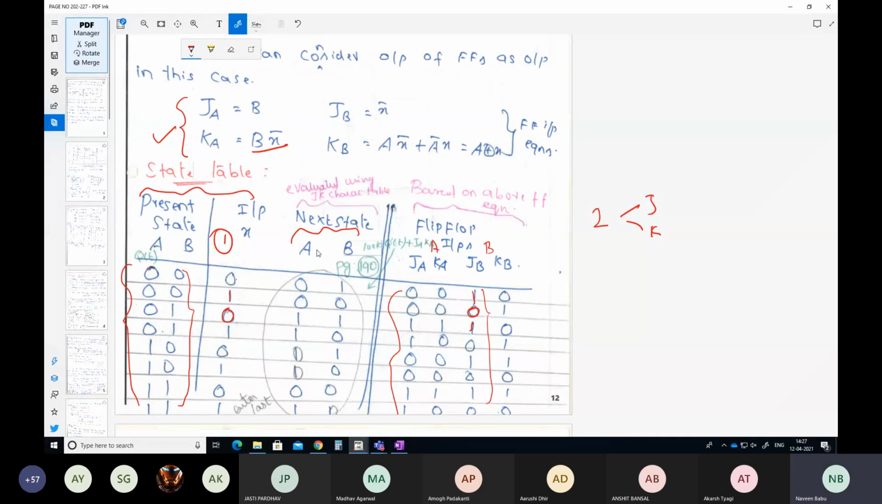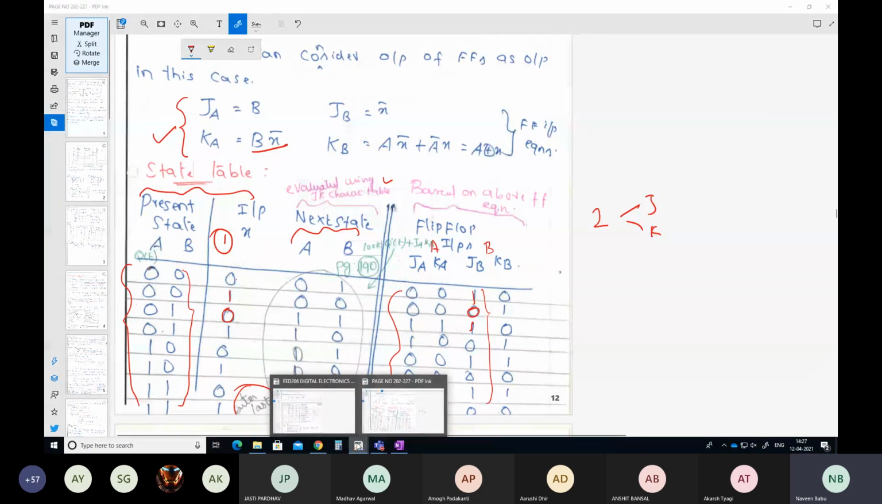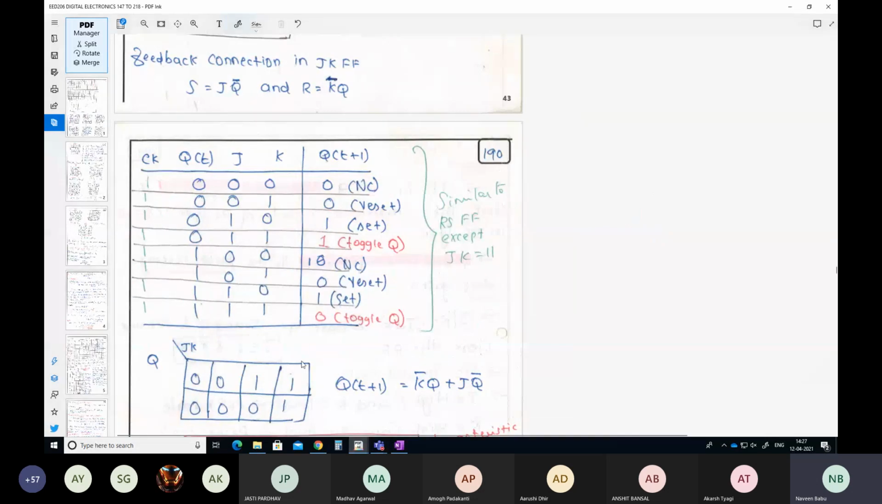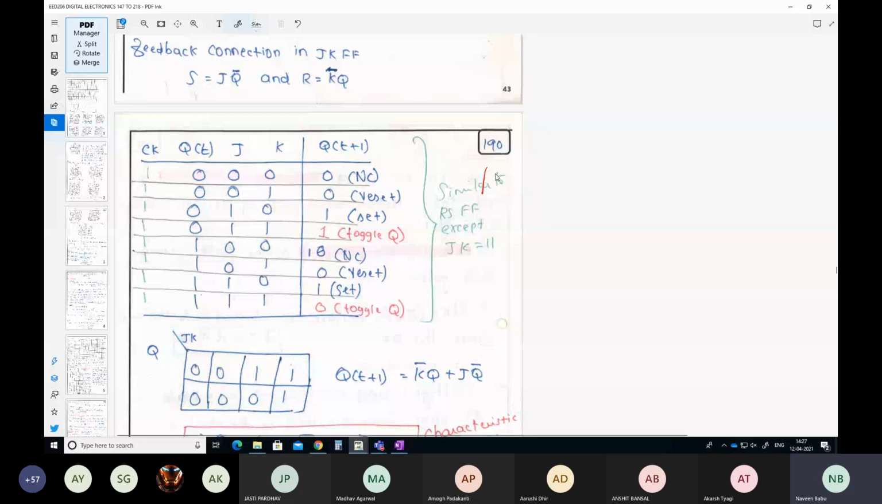Now you will fill the next state equation. As marked here, you will fill this particular two columns only towards the last. Now, how do you fill this? In order to fill this, you need a characteristic table, which is on page number 190. I'm already having that for you. This is page number 190 of my notes.